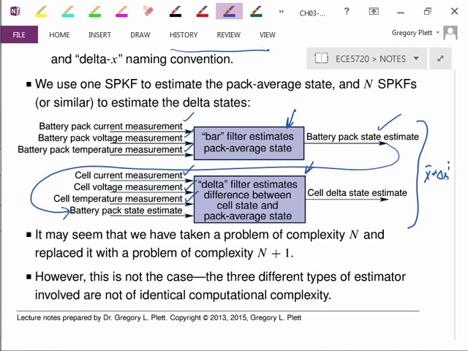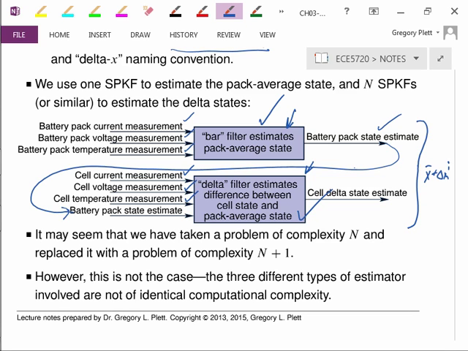It may seem that we've taken a problem that had complexity n. Oh, I could just run 100 different SPKFs. That's complexity n. And it seems like I've replaced it with a problem of complexity n plus 1 because I'm running one SPKF here and 100 of them here, so that's 101 SPKFs instead of 100. It looks like I've taken a straightforward problem, added complexity to it, and made it even harder and slower. But it's not the case. I have added complexity, I suppose, but it's actually faster.